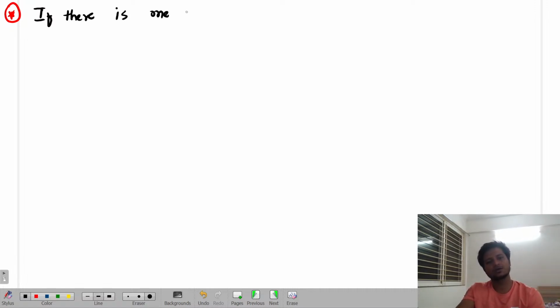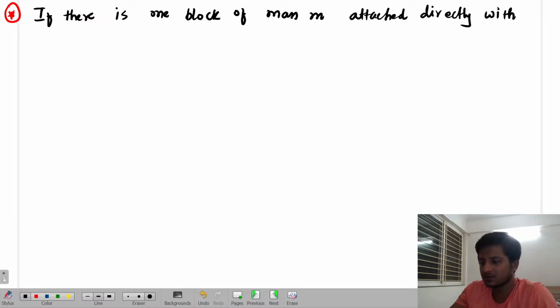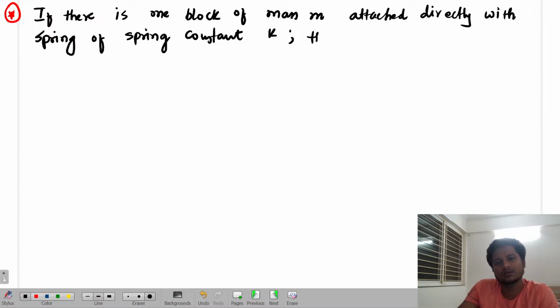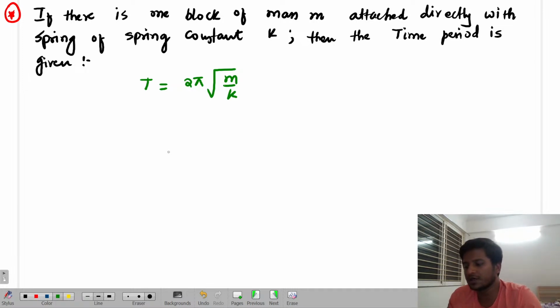If there is one block of mass m attached directly with a spring of spring constant k, then the time period is given by, if everything is normal, if there is one block and one spring, then the time period equation will always be 2 pi root under m by k.